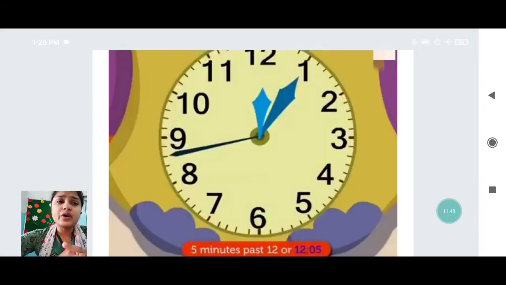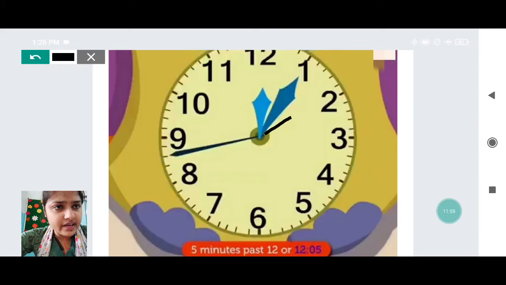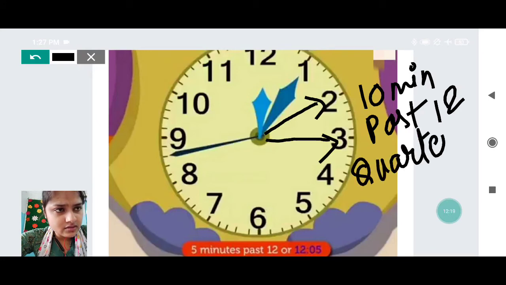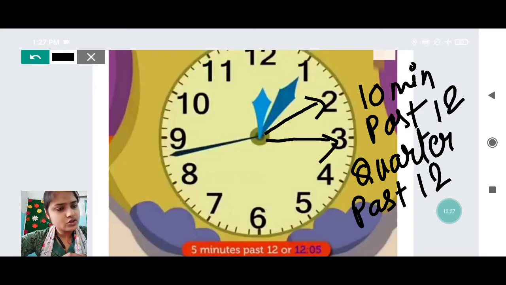Now see, after 12, suppose 5 minutes have passed, you can write 5 minutes past 12. If 10 minutes pass, like if the minute hand is here, then you can write 10 minutes past 12. And if 15 minutes pass, meaning the minute hand is at 3, then you can write quarter past 12.